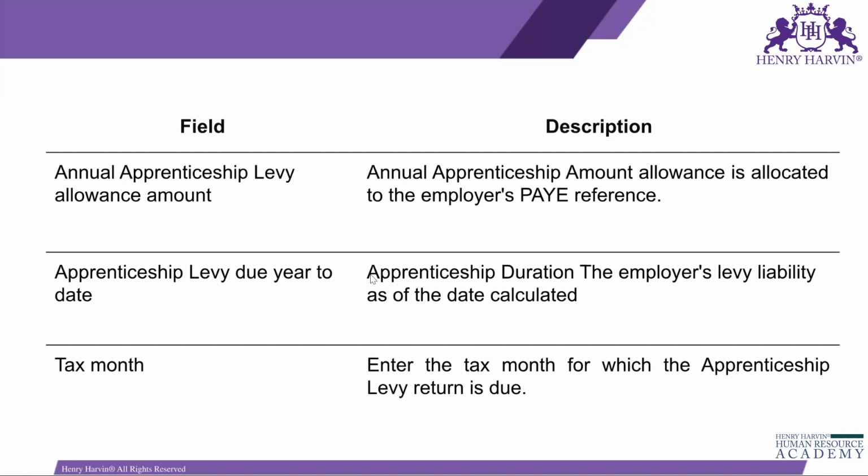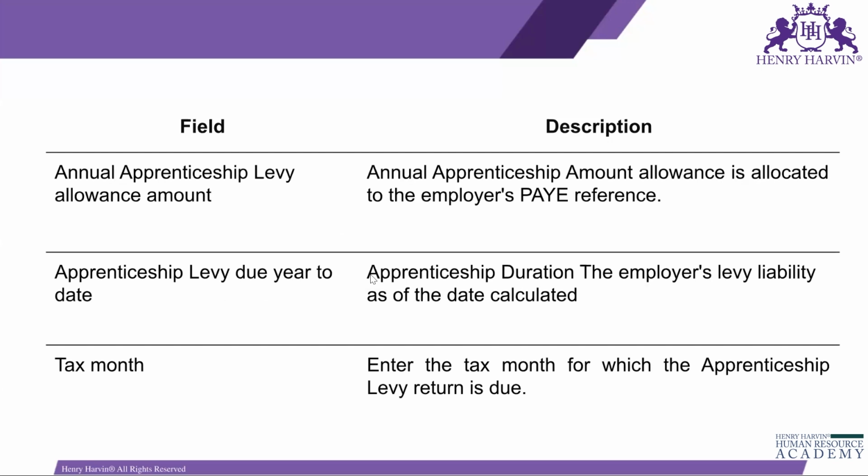Annual apprenticeship levy allowance amount. The annual apprenticeship levy allowance is allocated to the employer's PAYE reference. So I think it is £15,000, around that, which is the allowance amount. We'll see that. Apprenticeship levy due year to date: the total allowance amount which is due.